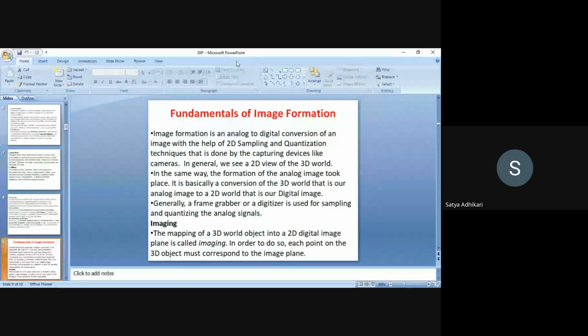Please write your name and registration number. Please wait a while, I will take the snapshot. Okay, sir. Okay, one minute. So please write your name and registration number, those who have not written.